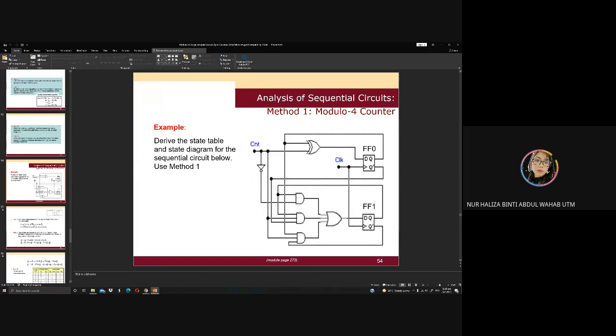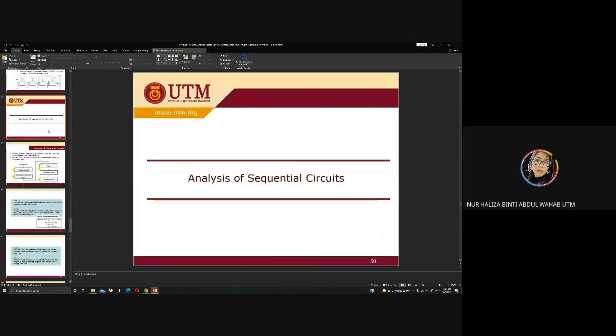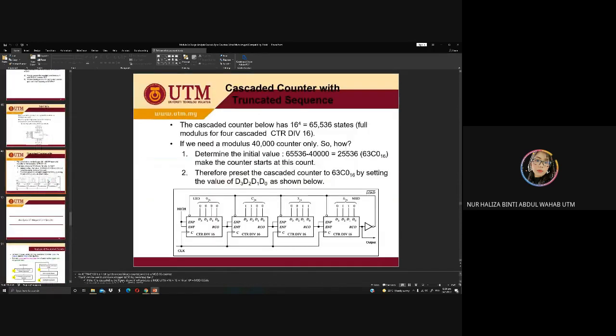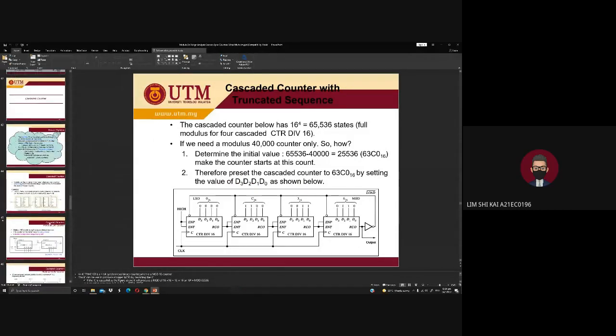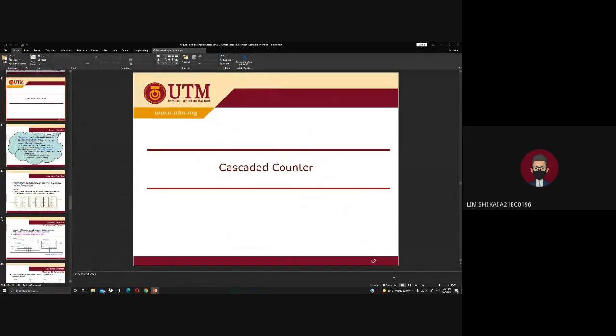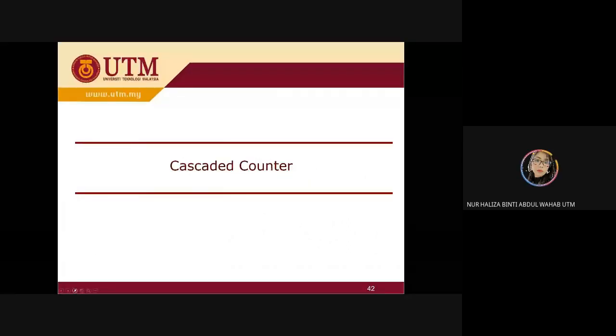Okay, until where? Here, Cascade. I think it's slide 37. It's okay. I'm going to do some recap first. Then we proceed. Wait, okay. First tarik dulu. Okay.